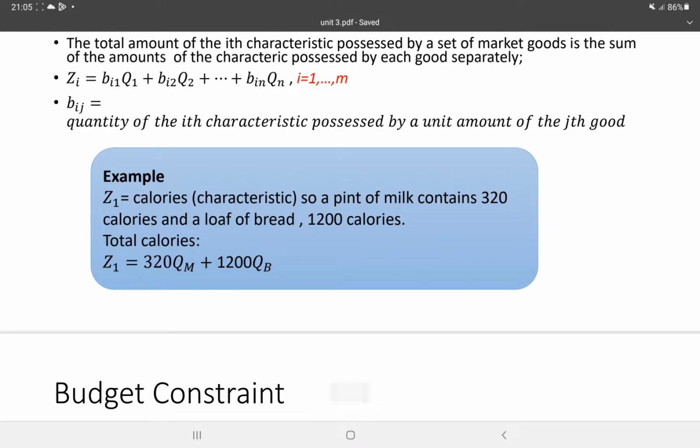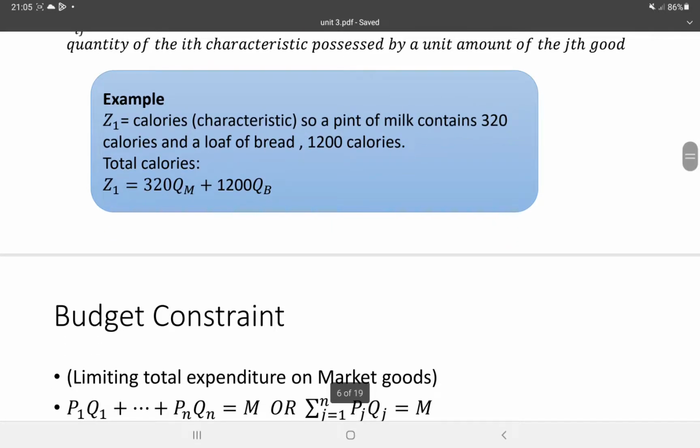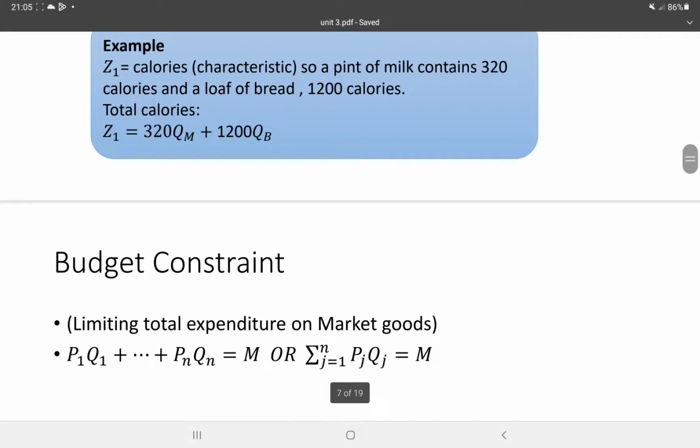So, for example, the Zi calories, the characteristic. A pint of milk contains, let's say, 320 calories, and a loaf of bread, 1,200 calories. Total calories shall be 320 and 1,200 from the quantity of bread. So sum together, those are the characteristics, total characteristics. That is to say, the calories.